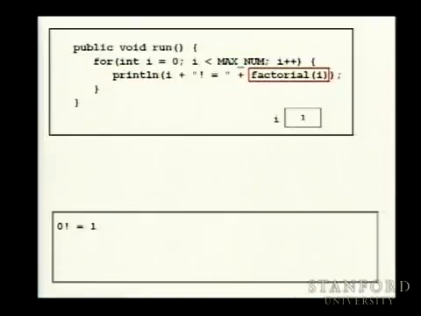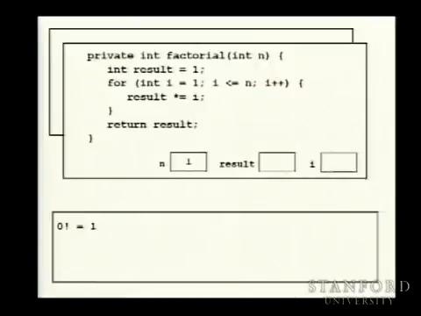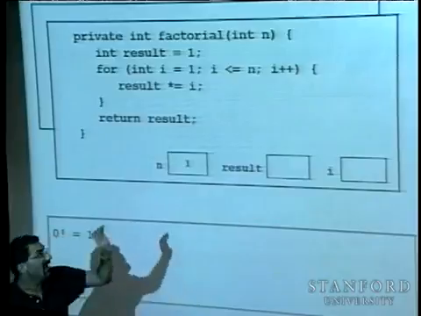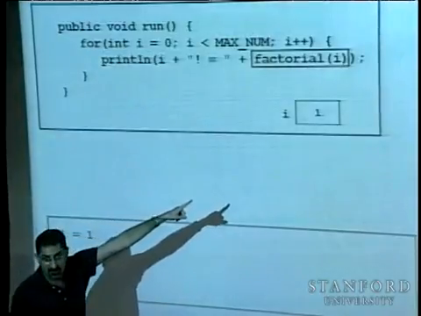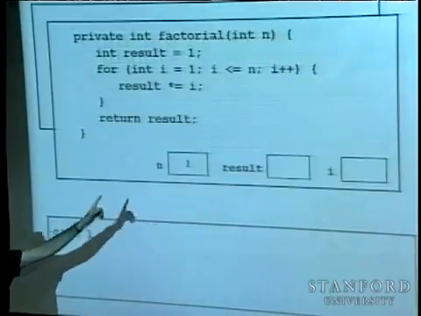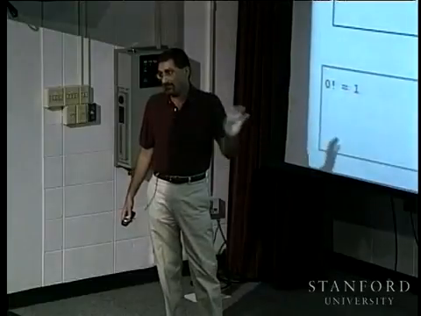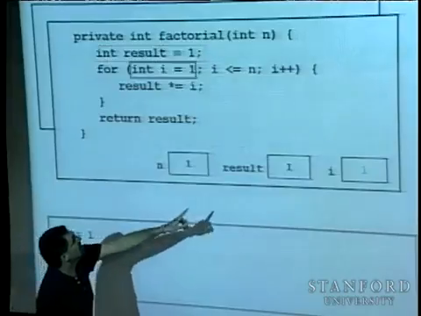It gets a copy of that 1. Where does that 1 go? That 1 goes into the parameter that it's expecting, the n. So it gets a 1 because that's the value we passed in. We passed a copy. We didn't pass I itself. I is still safe and sound over there, the actual variable I. We just got a copy of its value. That's what got passed. So here we set result equal to 1.